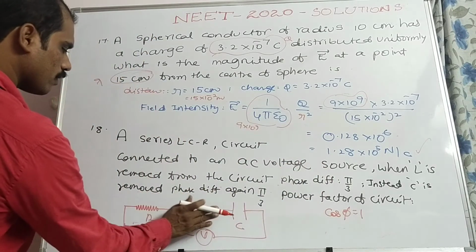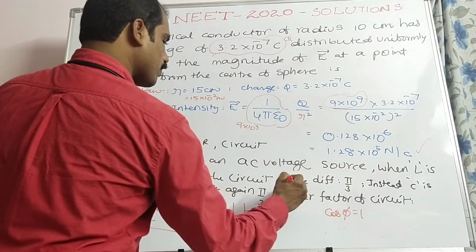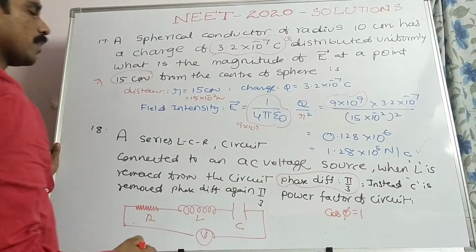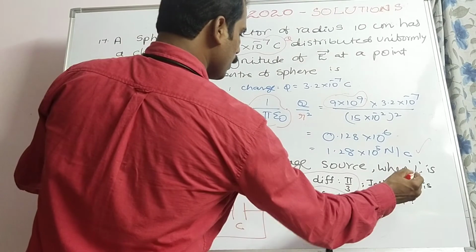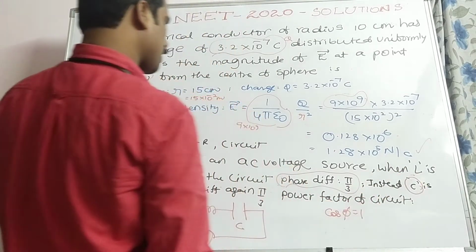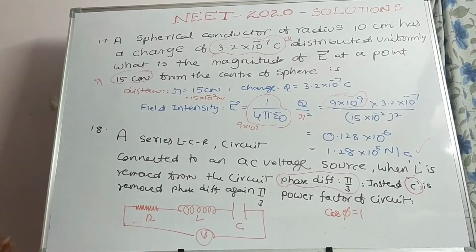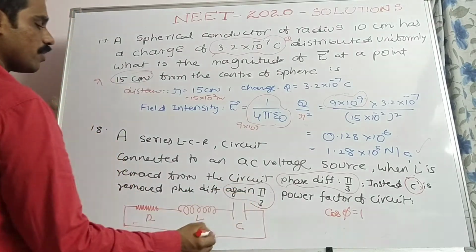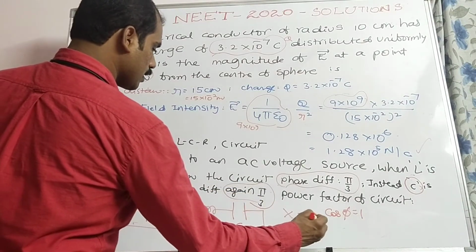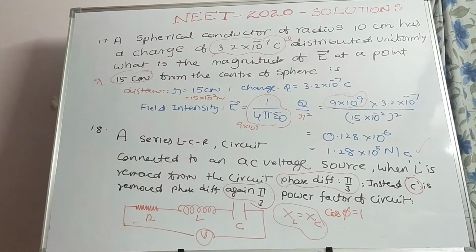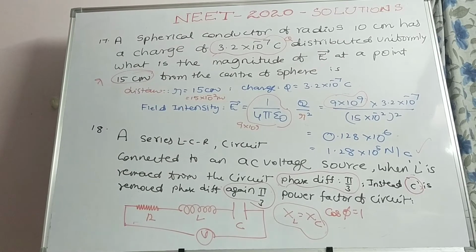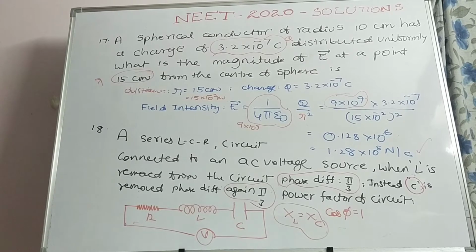When L is removed, the phase difference will be π/3 between current and EMF. Similarly, instead of L, if we remove the capacitor C, then also the phase difference is again π/3. At that particular situation, we came to know that XL is equal to XC. So the power factor becomes 1, that is represented using cos φ. Cos φ is equal to 1.